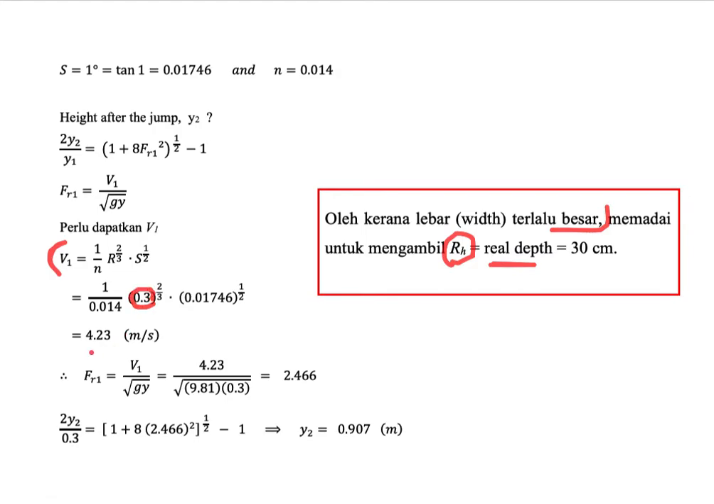We can get the value of V1 and substitute it into this equation. We get the Froude number 1 as 2.466, which means it is supercritical, so the hydraulic jump will occur. In this situation, it occurs here. If we substitute into this equation, we find that the value of y2 is equal to 0.907 meter.